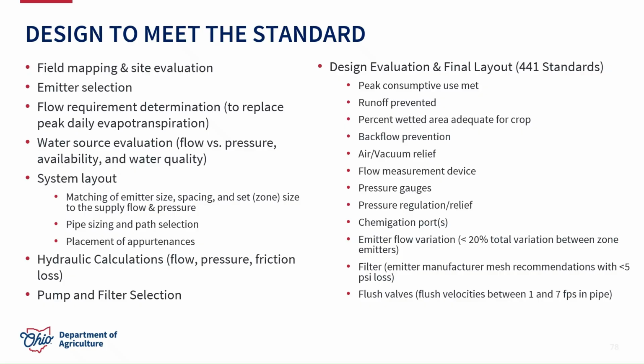And then getting into actually designing the zone and the layout, right? Matching everything of our emitter size and spacing and how many lateral lines we have per bed, and the size of those zones, to the supply, flow, and pressure. Sizing any pipe along the way for main lines or sub mains, and then the placement of all those appurtenances, such as the pump in the pump house or any valves. In that full design of all that water flowing, we'll need to ensure that our hydraulic calculations of the flow, pressure, and the friction loss all work out. And then lastly, we'll need to select and size a pump and the proper filter for our system.